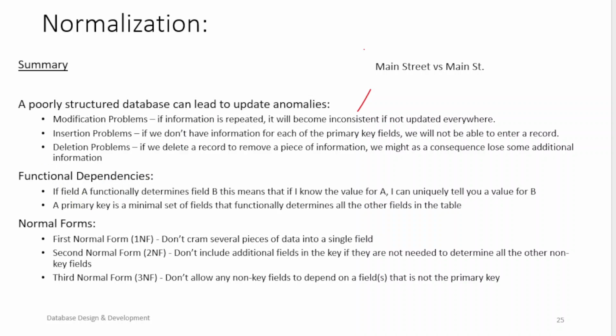And for this class, I really want you to focus on primary key being a minimal set of fields. I'm just advising you to keep life simple and keep your primary key a single field. And if you have to, create a new ID field for your thing. It's okay. So the normal forms are, the first: don't cram several pieces of data into a single field.